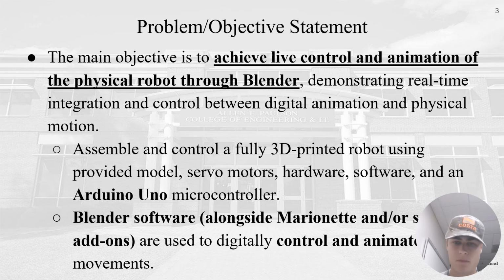So our objective statement: we are looking to achieve live control and animation of the physical robot using Blender as a digital controller. The live control is going to be a manipulation of the robot itself within the software, reflected in the actual robot in real time. We're going to be making this robot using 3D printed plastics, servo motors, hardware, and the software is going to be Blender as stated previously. And we're going to be using Arduino Uno as our microcontroller.